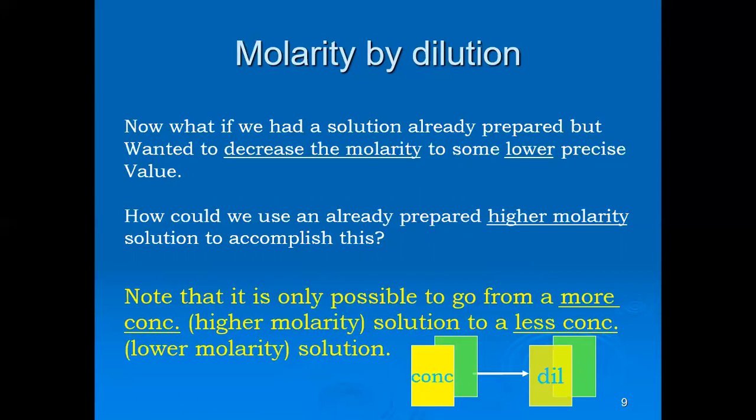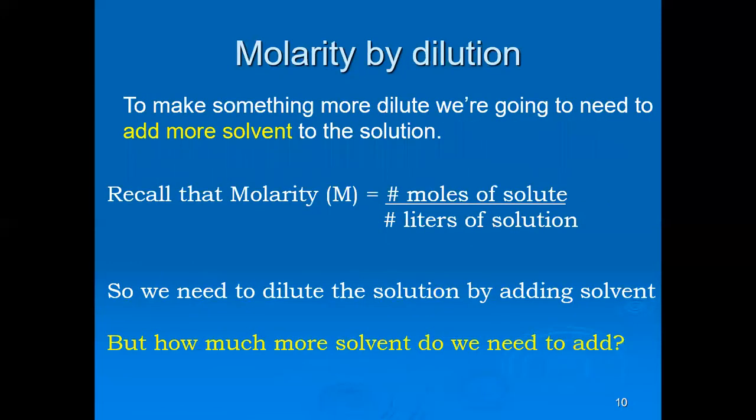How could we use an already prepared high molarity solution to accomplish this? Note that it is only possible to go from a more concentrated, higher molarity solution, to a less concentrated, dilute solution, having more solvent or more water. So what would we do? To make something more dilute, we are going to need to add more solvent to the solution.